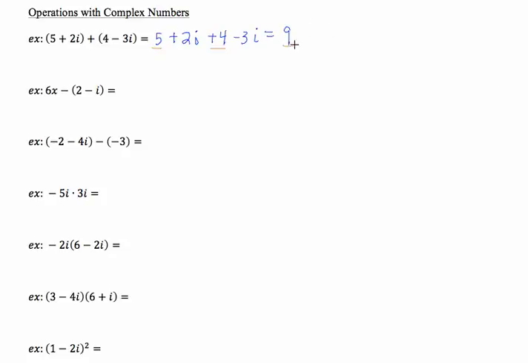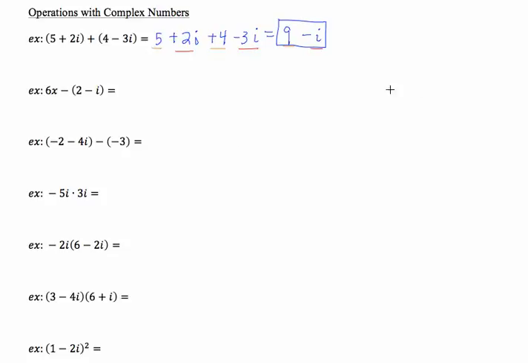And we add the i terms just like you would if it was 2x minus 3x. So 2i minus 3i, you would subtract their coefficients. So 2 minus 3 is negative 1. So you would have negative 1i. So this one would simplify to 9 minus i.